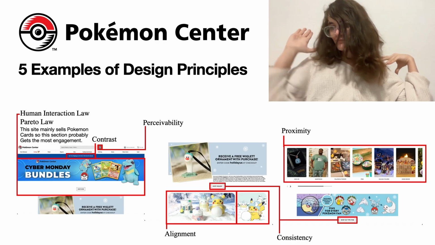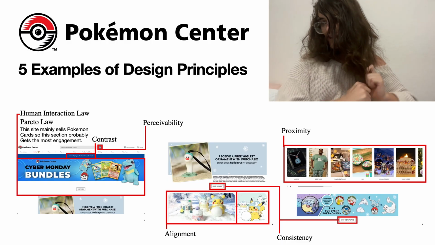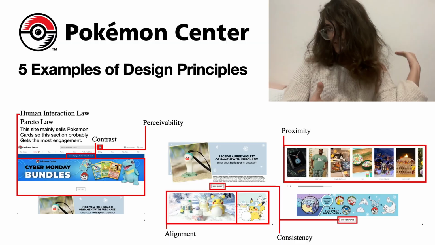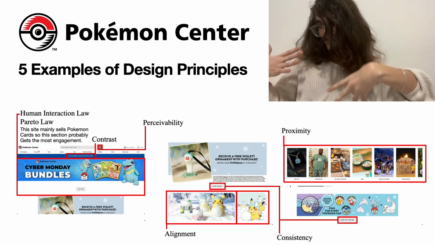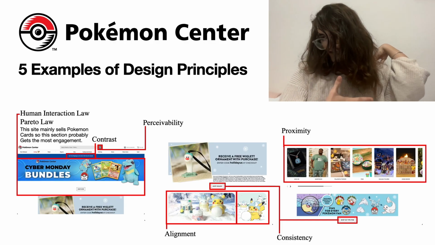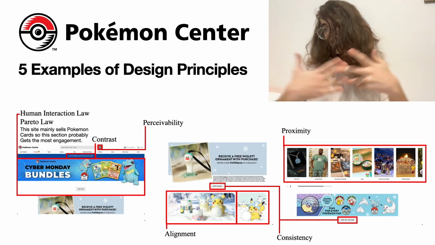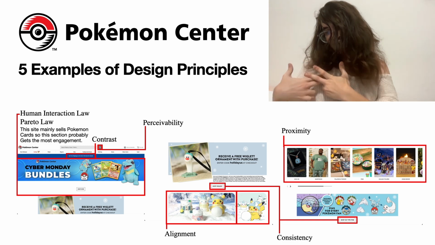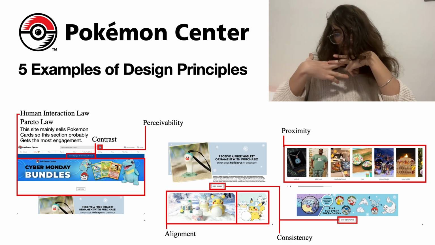And then 5 examples of design principles. We have the human interaction principle with the Pareto law, because the site usually sells mainly Pokemon cards, so that section probably gets the most engagement. And then there's contrast, perceivability, alignment, consistency, and proximity.